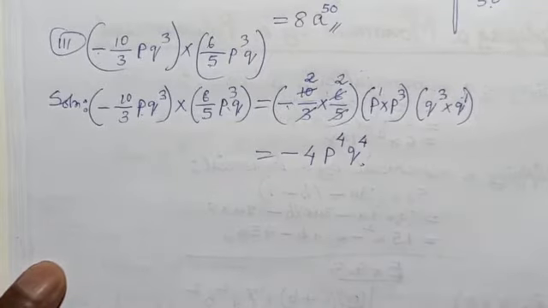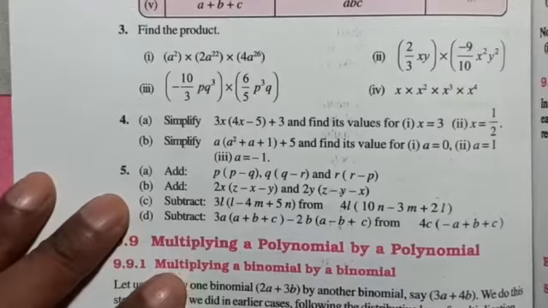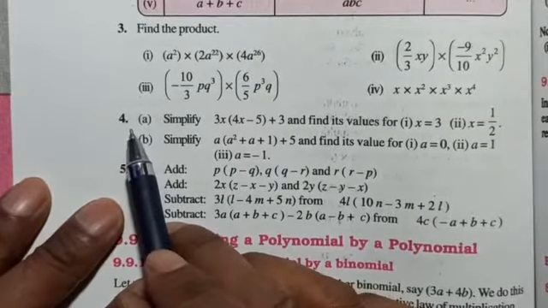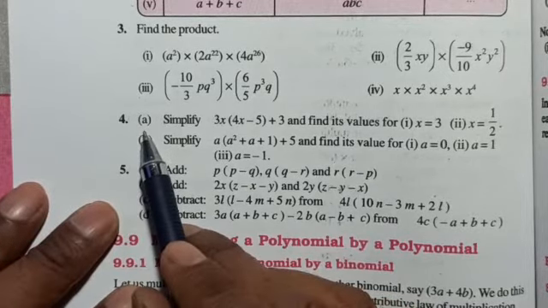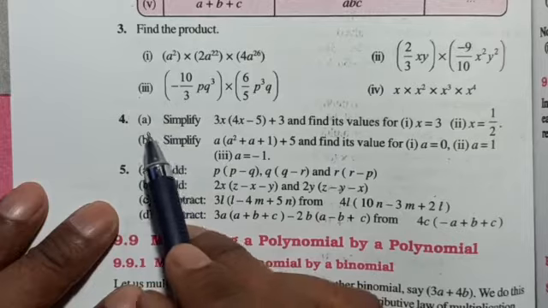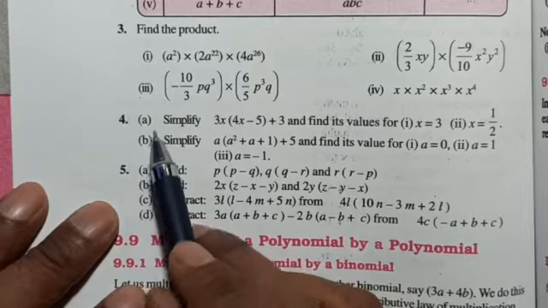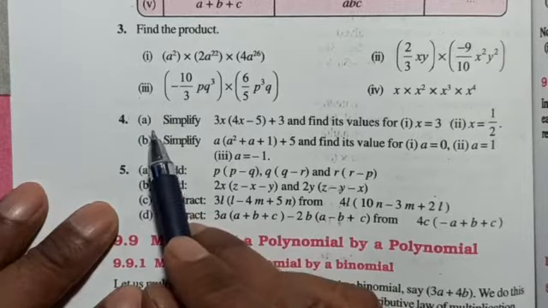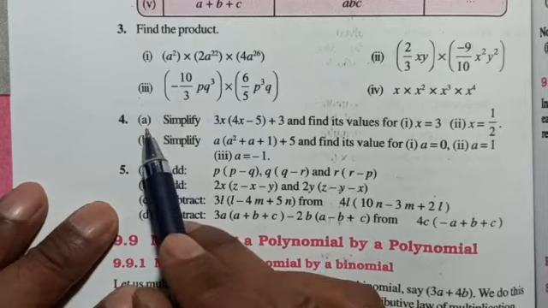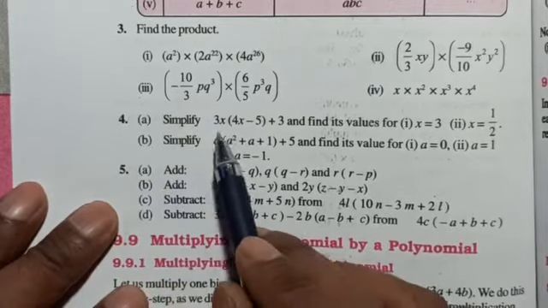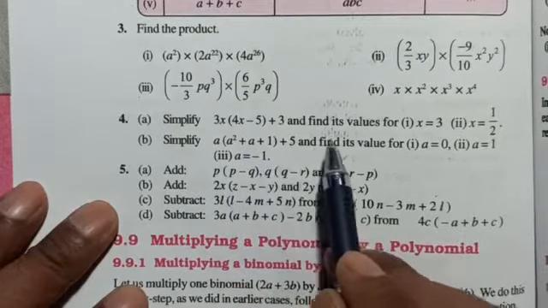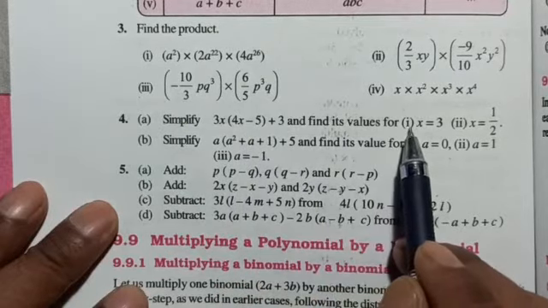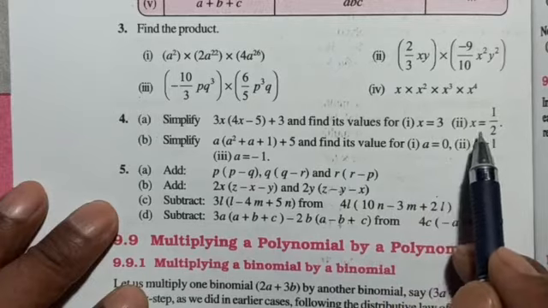Then let's try now this question number 4. A and B are same. So let's try this A. Question number A. Simplify 3x bracket 4x minus 5 bracket close plus 3 and find its value for Roman number 1 x equal to 3, Roman number 2 x equal to 1 by 3.